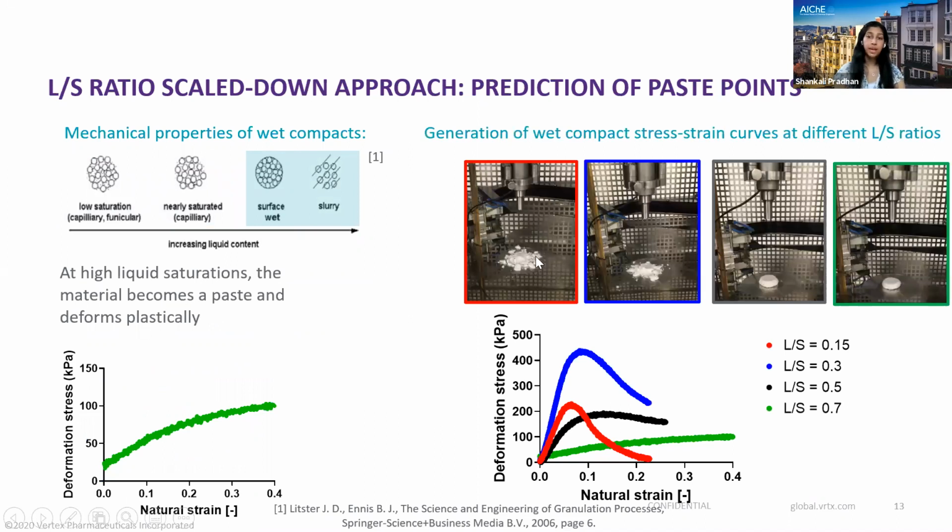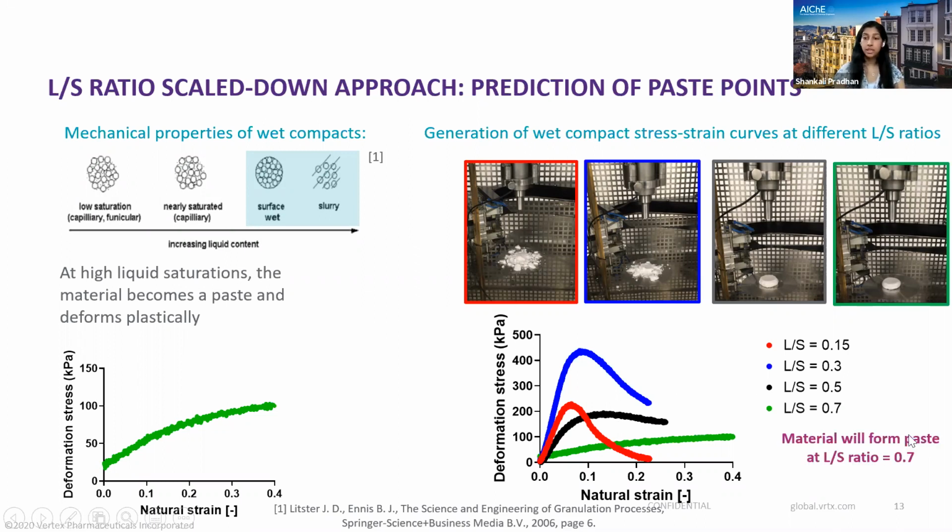So what we did was we prepared compacts of wet material at different liquid to solid ratios and deformed them, or crushed them, using a compaction simulator. And this is how the deformation looks. It goes all the way from brittle at very low liquid to solid ratios to paste at very high liquid to solid ratios. And the corresponding stress strain curves look like this.